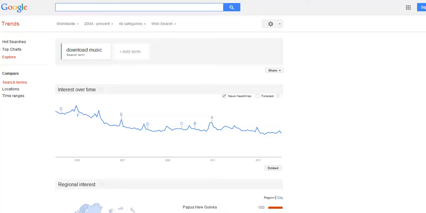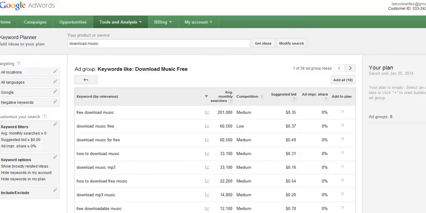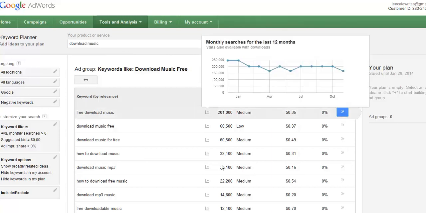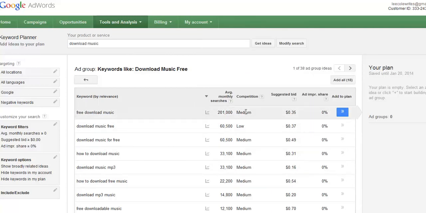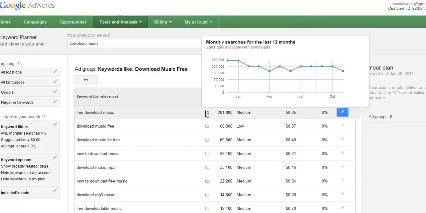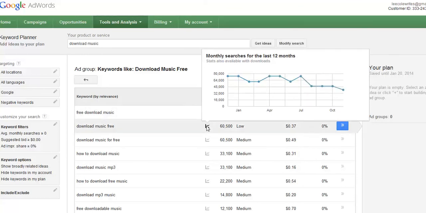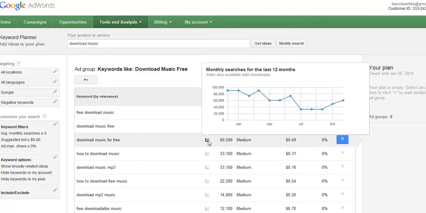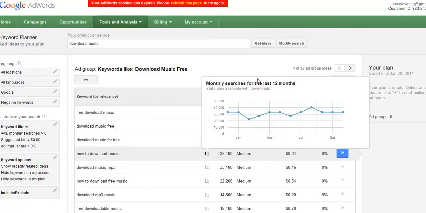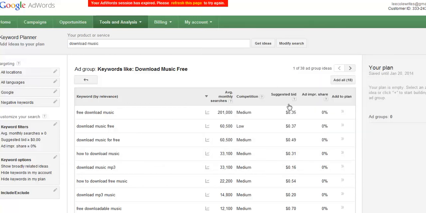Another thing I do is go to the AdWords tool, and I've already done this. I put in download music in the AdWords tool, and one of the ad groups was called keywords like download music free. So that would be the keyword phrase, download music free. And you see we're getting a ton of searches right here. By the way, you can get a graph of what this is doing. And again, I don't overanalyze.